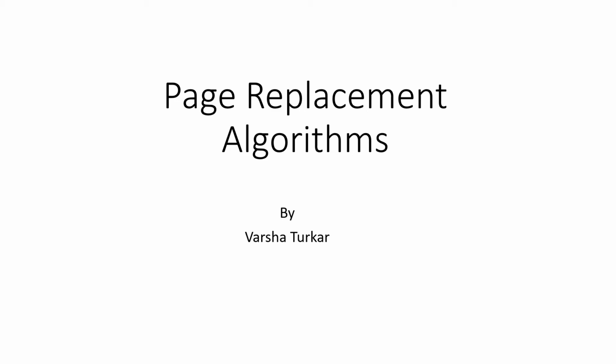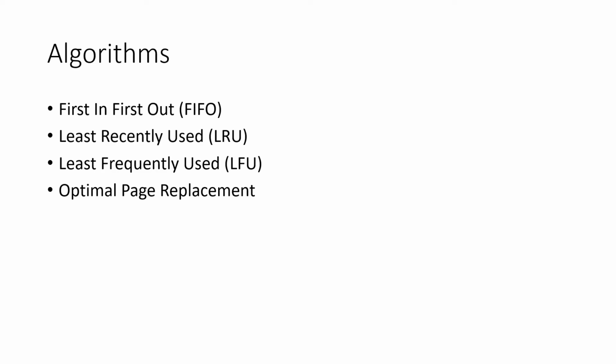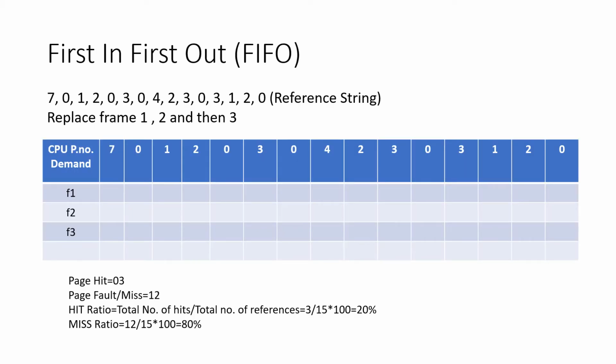Okay, now we will see different page replacement algorithms. There are four types of page replacement algorithms: first in, first out, least recently used, least frequently used, and optimal page replacement. Now we will solve problems for all the four types of algorithms.